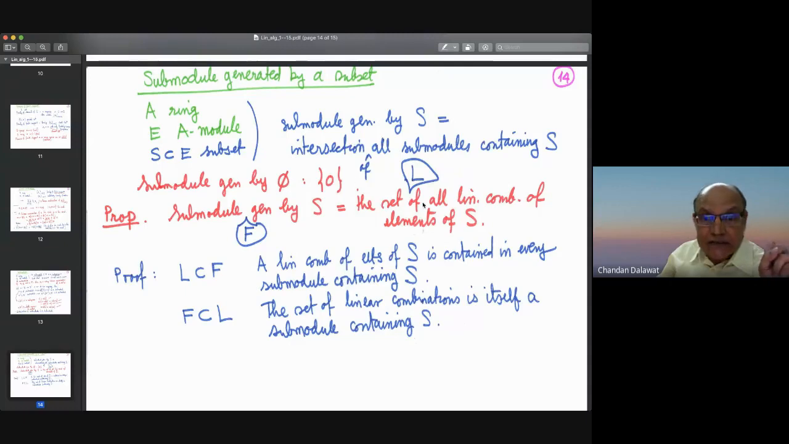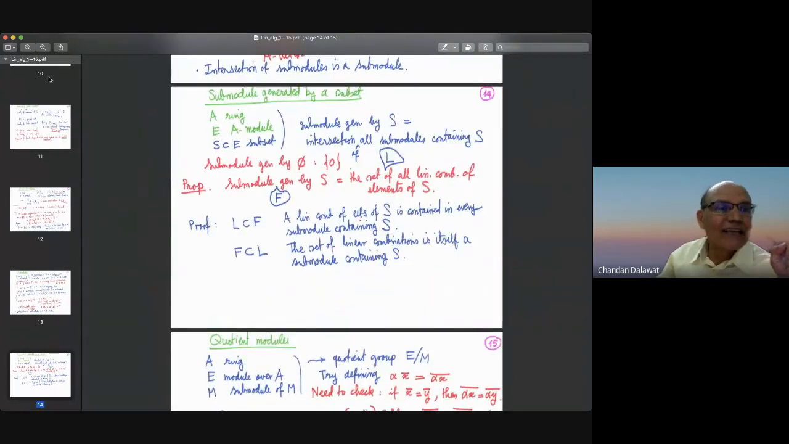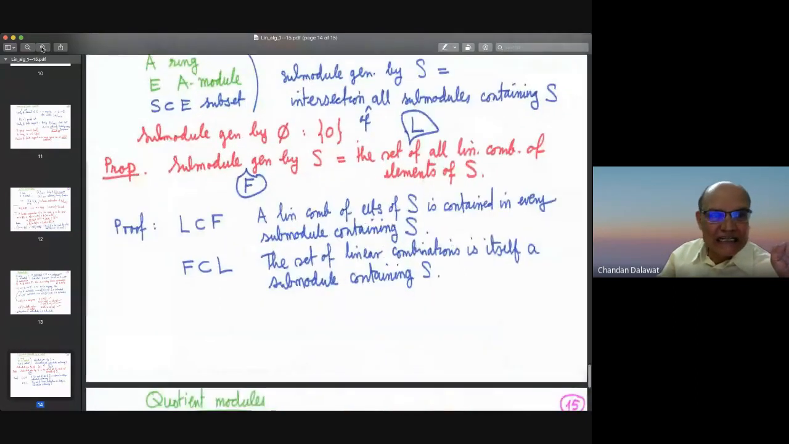The other thing, so that's the thing here on the right, the set of all linear combinations of elements of S. The other thing you can do is take all submodules of E which contain S and take the intersection. Of course, this intersection is not empty because this A module E contains S. So you take the intersection of all submodules of E containing S.